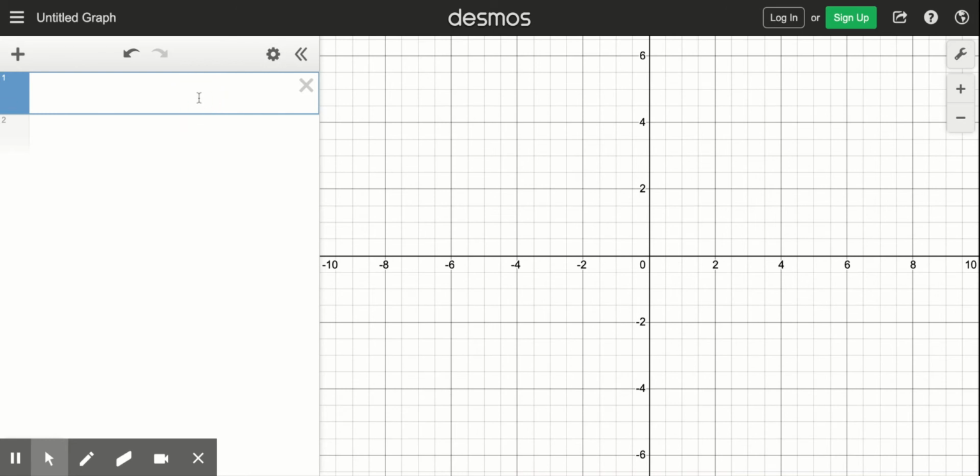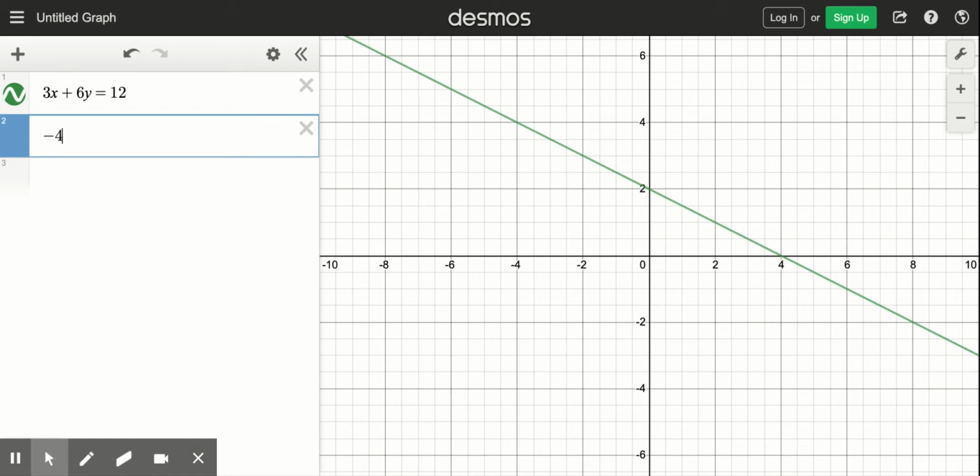Okay. We can do the same thing if they're in standard form. So 3x plus 6y equals 12, and -4x minus 2y equals 8. All right, so our two lines intersect here at -4, 4. So the solution to that system is -4, 4. Okay, so it doesn't matter if they're in slope-intercept form or standard form or really what form they're in. You can type each equation in and find the solution.